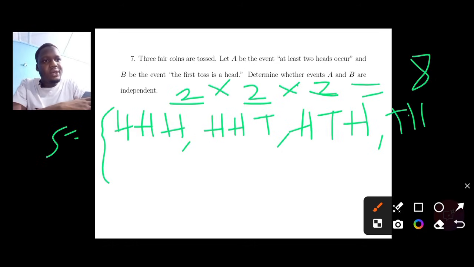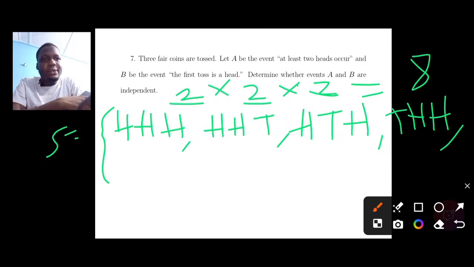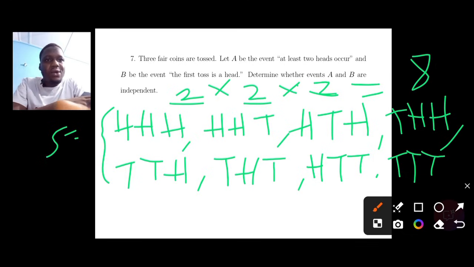Then we have tail, H, H. Then we have T, T, H. Make sure whatever you write hasn't been written already. We have T, H, T. We have H, T, T. And finally T, T, T. When you are done, you count 1, 2, 3, 4, 5, 6, 7, 8. And you skim through and make sure you haven't repeated any one of them. Okay, so we have 8 of them.